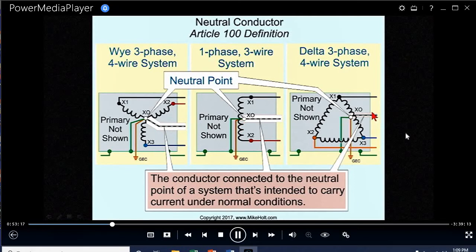So when you get to Article 200, they don't use the word neutral. They use the word grounded conductor. Because you could, which I don't show a graphic here, and I'm not going to show a graphic, take one corner of this delta and not connect the neutral there, but you could ground it on the corner here, and it's a corner grounded delta system, and then that wire would be a white wire. It's not a neutral.